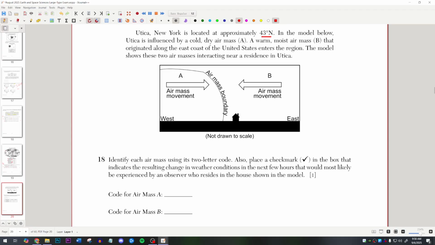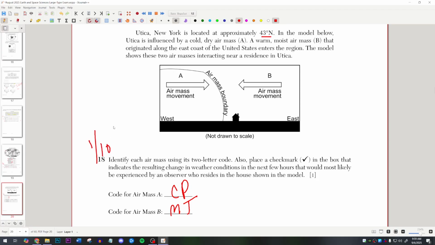Wow, this is so easy. So this one is going to be cold and dry. So it literally, we did that. So that's going to be CP. And then warm and moist is going to be MT. Easy. This is the easiest question so far.